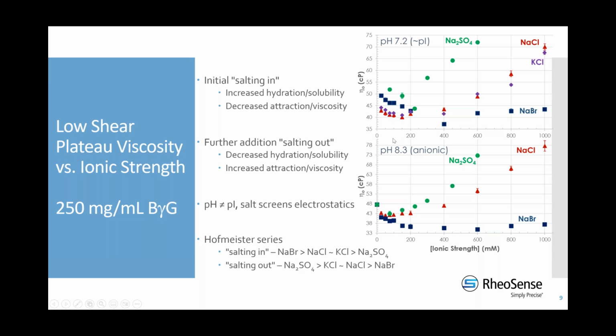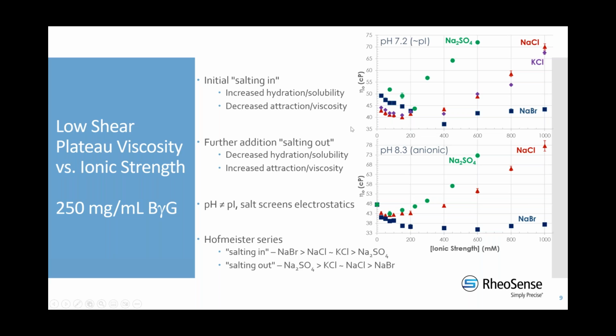However, if we continue to add salt and bump up the ionic strength, then we see a minimum and then an increase. And the increase, of course, will depend on which salt we're using, and the minimum point will depend on the salt that we're using. But presumably we're entering into this salting out phase, where now we're decreasing the hydration of the proteins and then decreasing the solubility, and therefore increasing attraction or increasing viscosity.